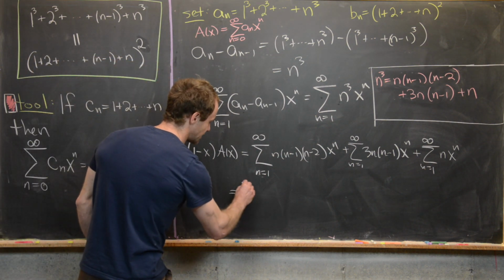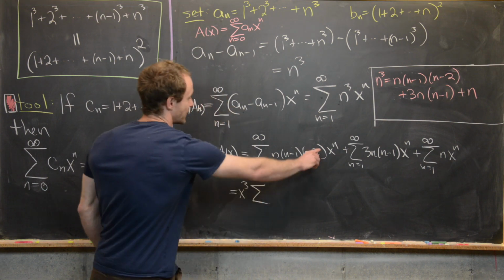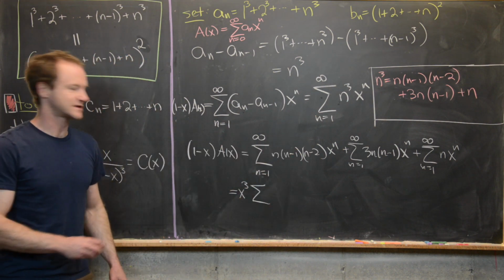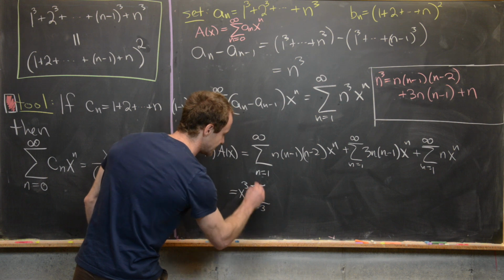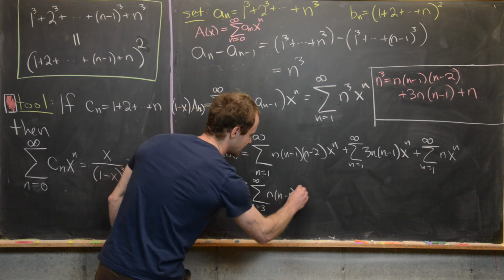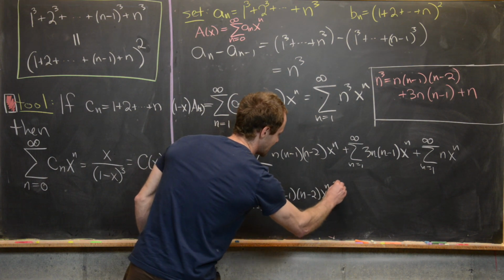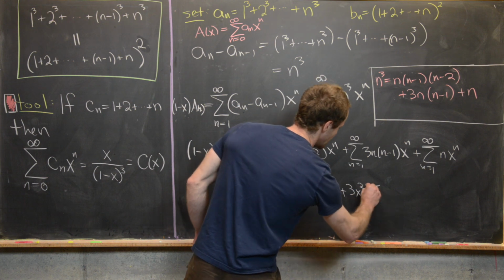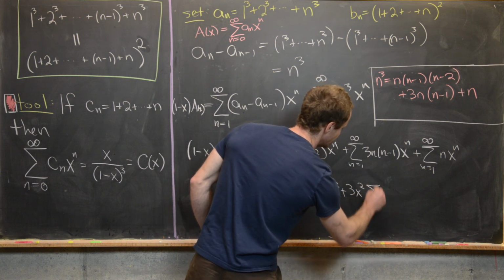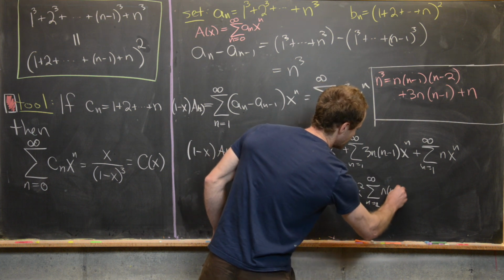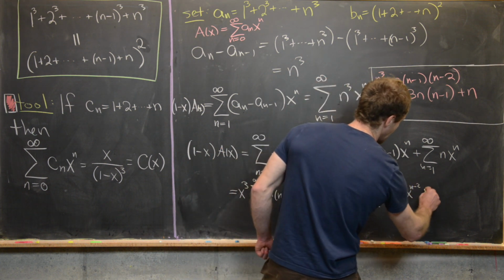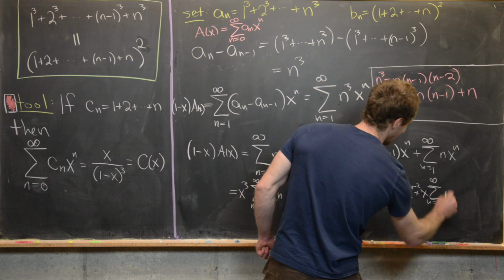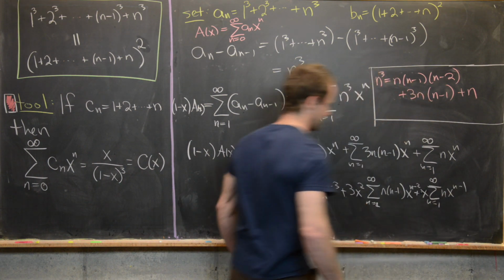So we're going to take out an x cubed here. And now, since the first couple terms of this are 0, because if we plug in n equals 1 or n equals 2, that cancels that, I'm going to go ahead and start this at n equals 3 to infinity. And now we have n minus 1, n minus 2, x to the n minus 3. And then the same kind of thing here. I'll take out a 3x squared, and now I have the sum n equals 2 to infinity of n minus 1, x to the n minus 2. And then finally, the sum n equals 1 to infinity, and this is going to be multiplied by x, n times x to the n minus 1.